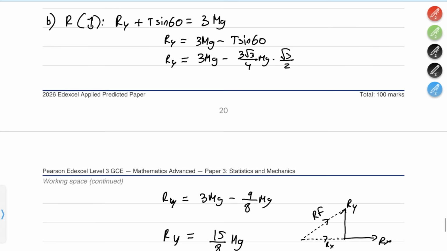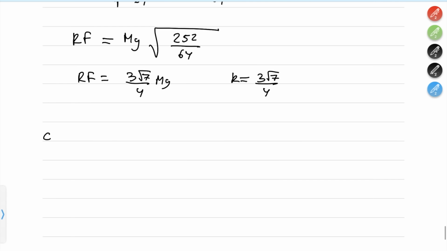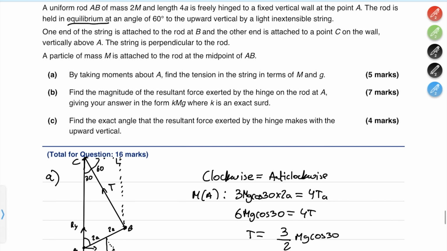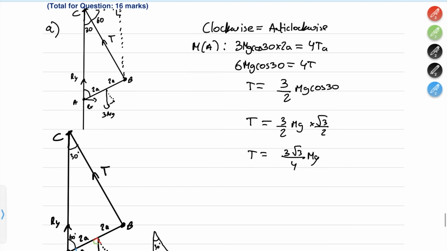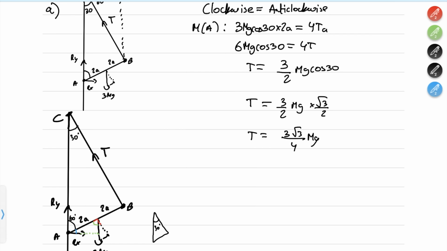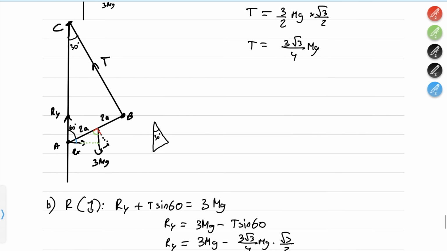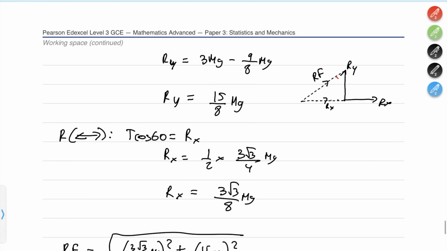Now moving on to the final part, part C. It's asking us to find the exact angle that the resultant force exerted by the hinge makes with the upward vertical. So if we think about it again, and draw it onto this diagram, what I drew below, we draw this line here because that is Rx. And we found the resultant force now. We are trying to find an angle that I'll highlight in red. So we're trying to find that angle here.